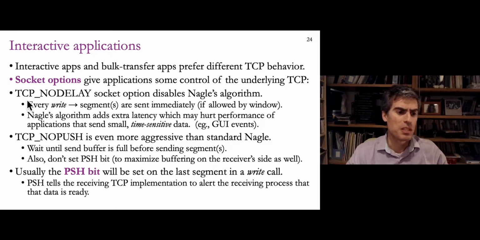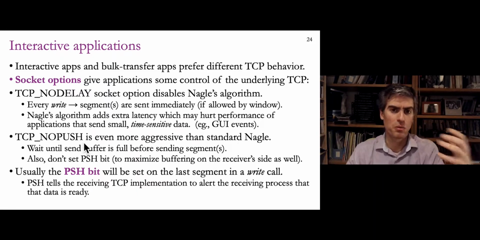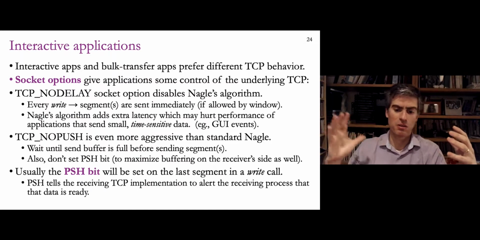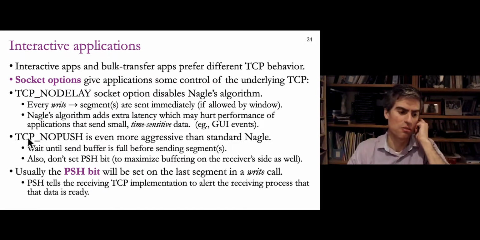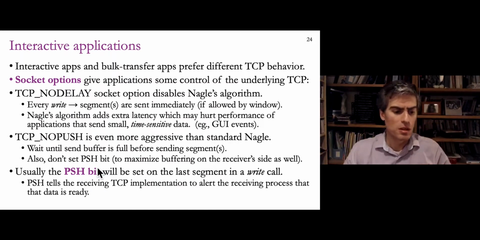So, for example, TCP no delay disables Nagle's algorithm, so every time you write, your data is sent immediately. This is good for those interactive user interface applications. The reverse of that is no push, which is even more aggressive than standard Nagle. So even that first packet that you send will wait until you get a full packet of data before sending. So this is good for a file transfer application.